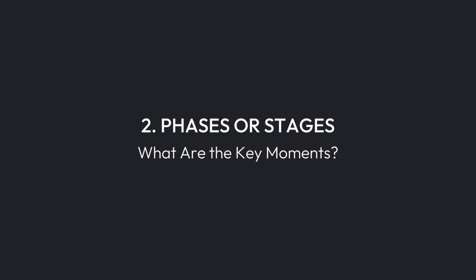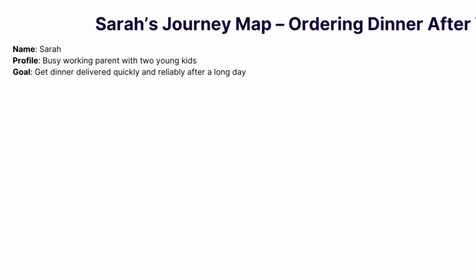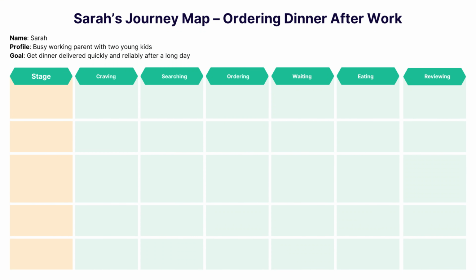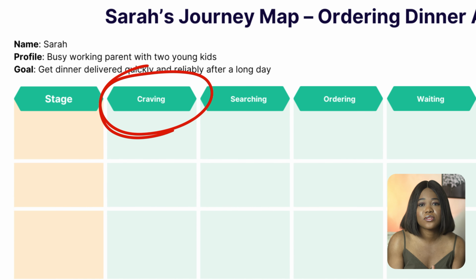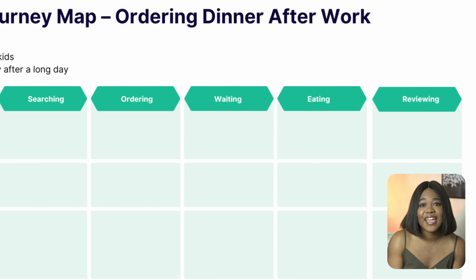Let's talk about phases or stages. What are the key moments? Next, outline Sarah's journey as phases of intent. A simple structure for a food delivery app might look like this. So we go from craving, to searching, to ordering, to waiting, to eating, and then reviewing. Each stage represents a mindset shift.